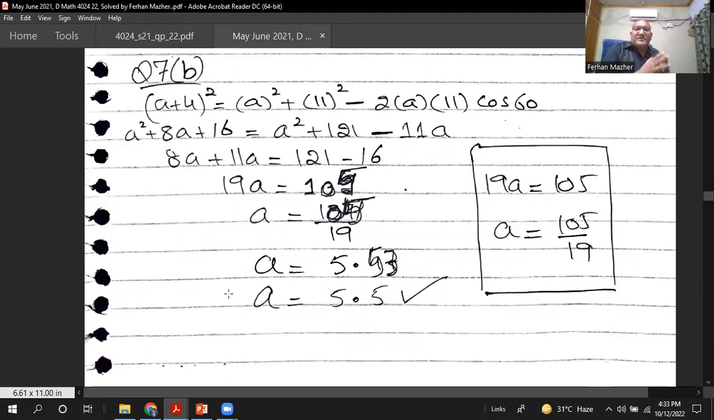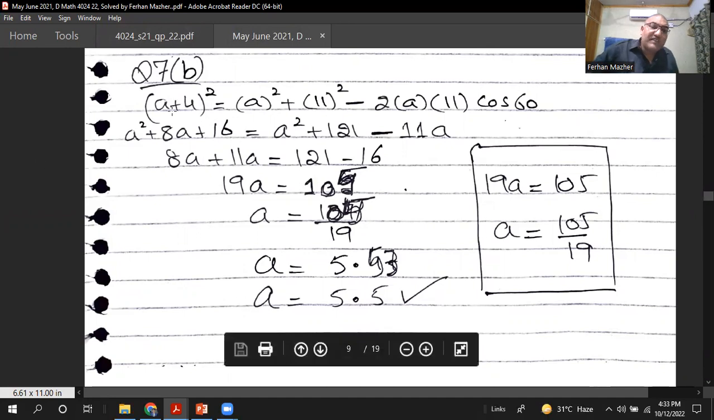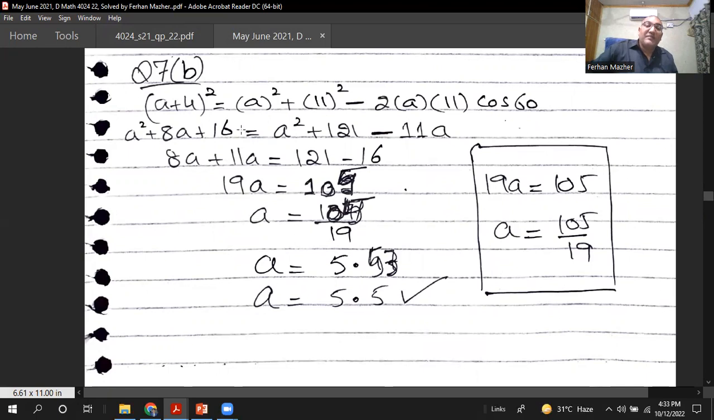So according to the law of cosine, it will be A plus 4 whole square equals to A square plus 11 square minus 2 multiply A multiply 11 multiply cos of 60. When I open A plus 4 whole square with the help of the identity A plus B whole square, that is A square plus 2AB plus B square, it will be A square plus 8A plus 16 equals to A square plus 121 minus 11A.